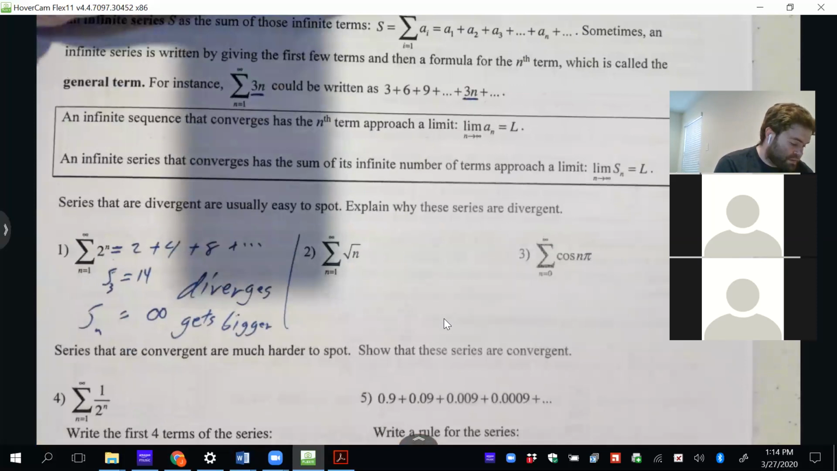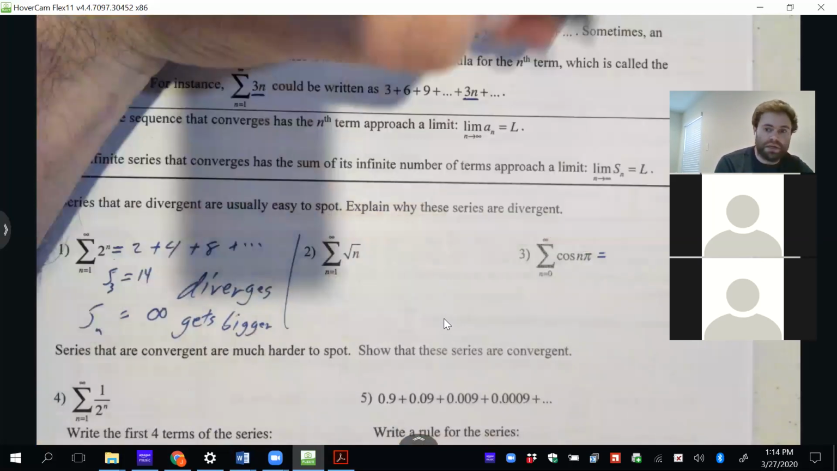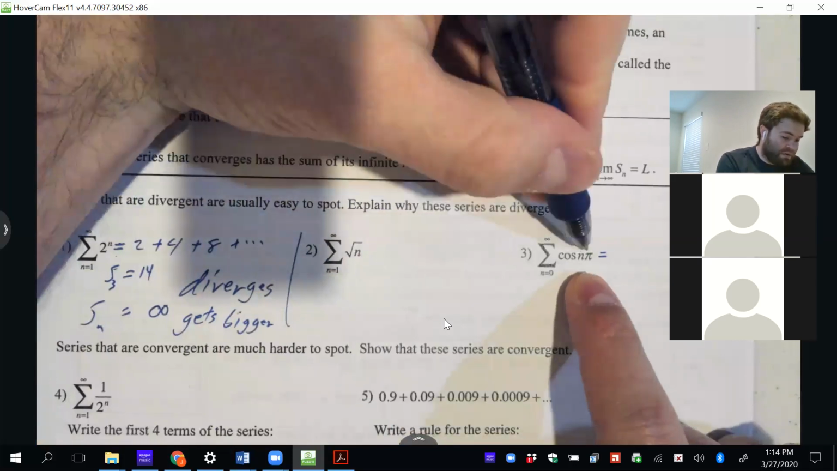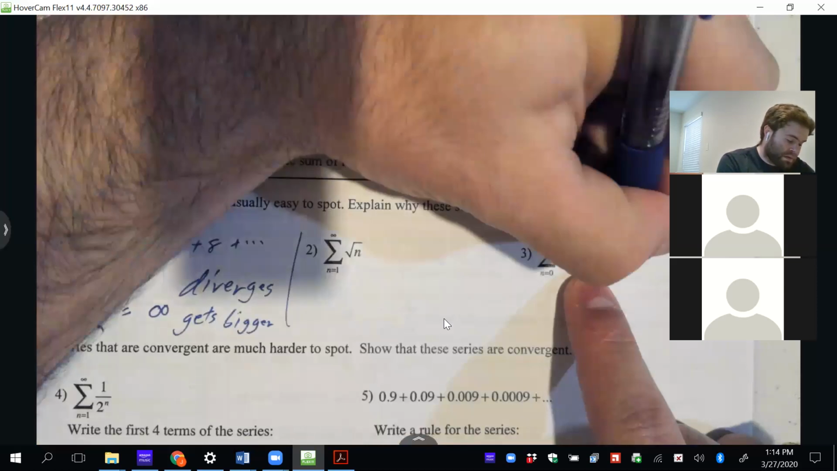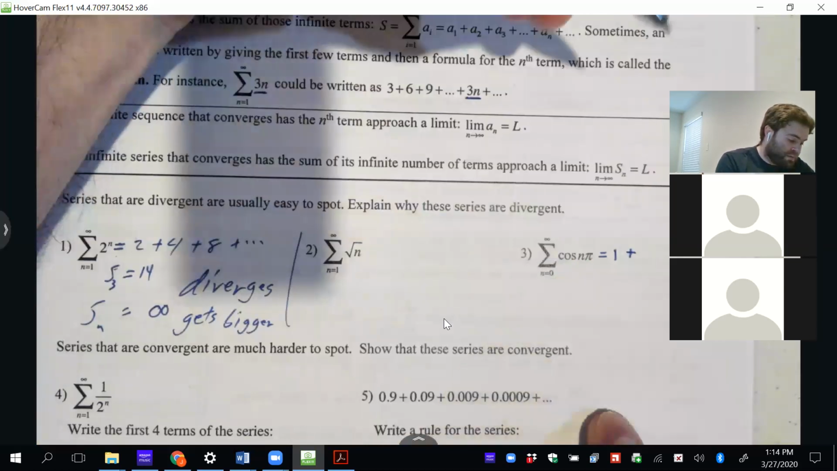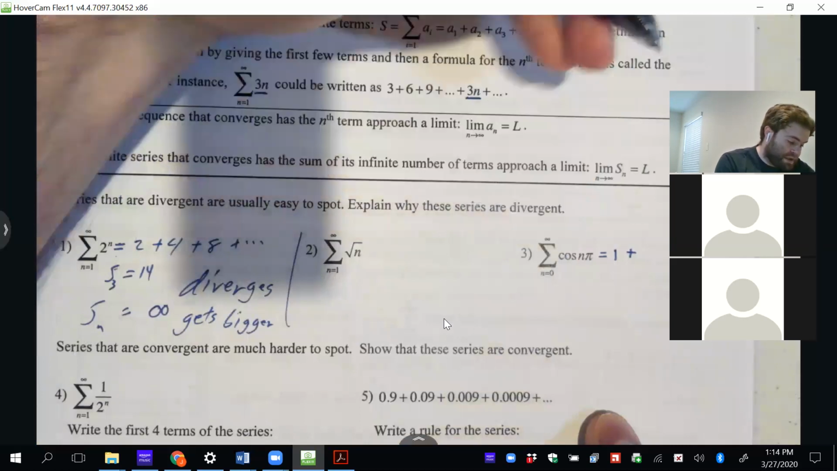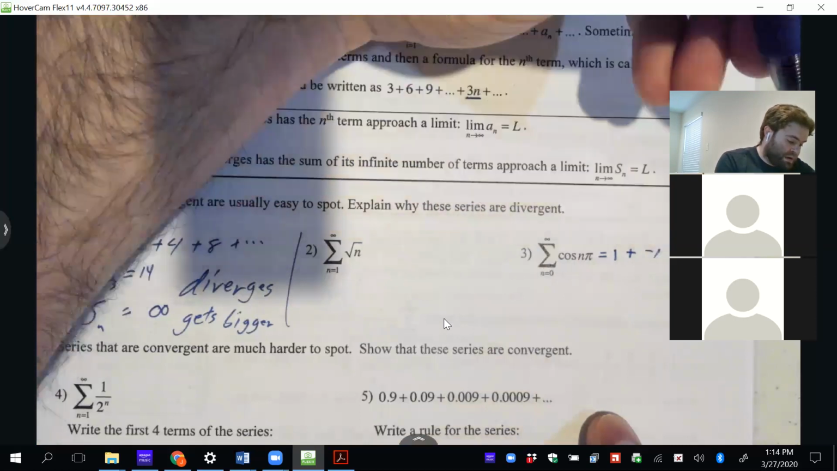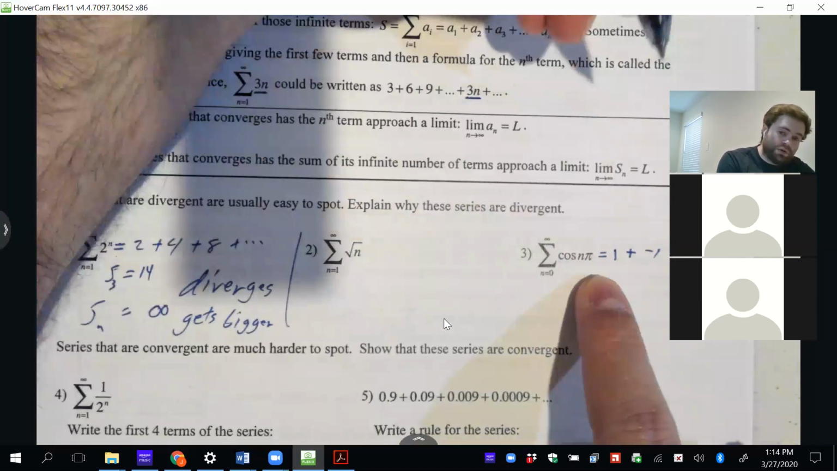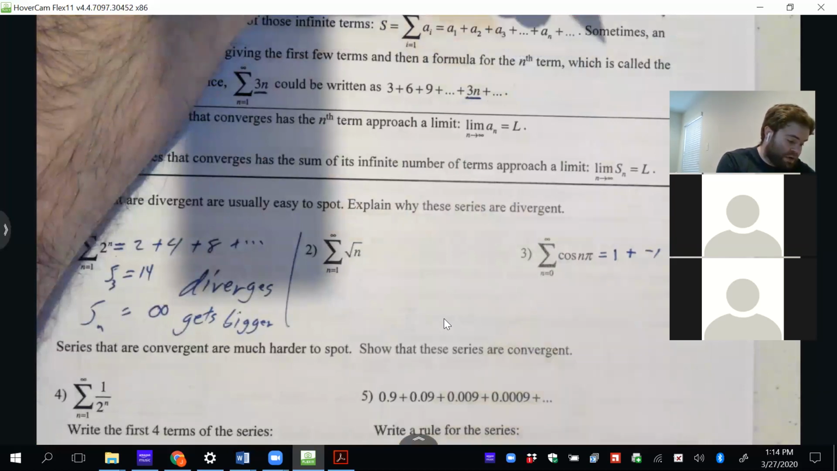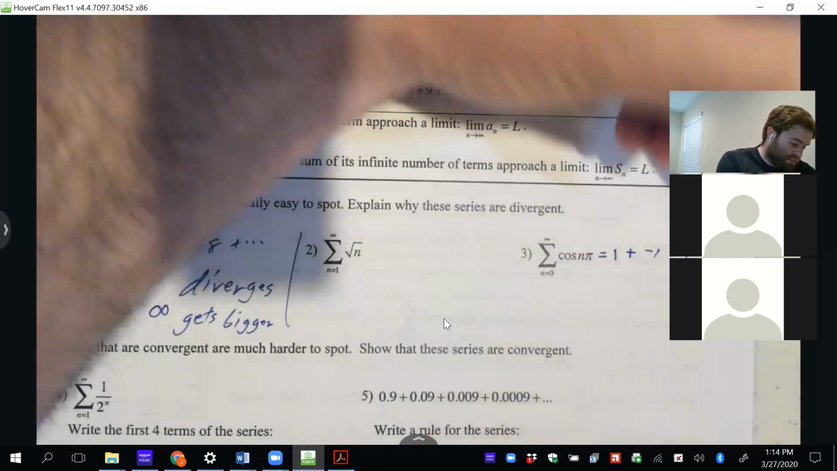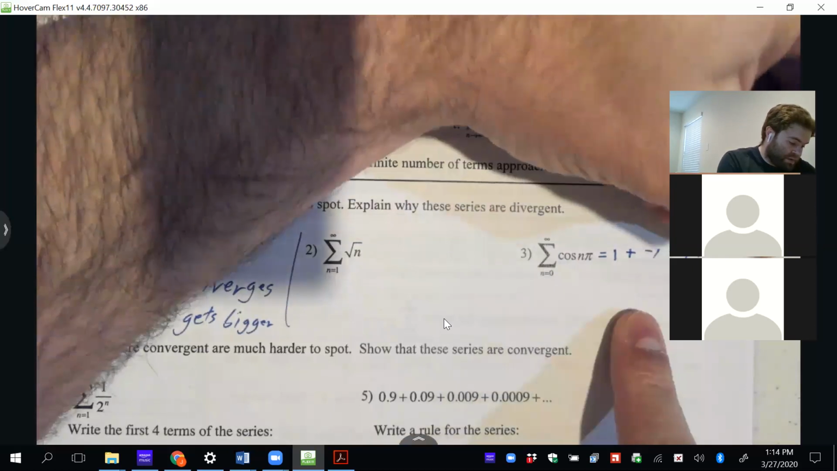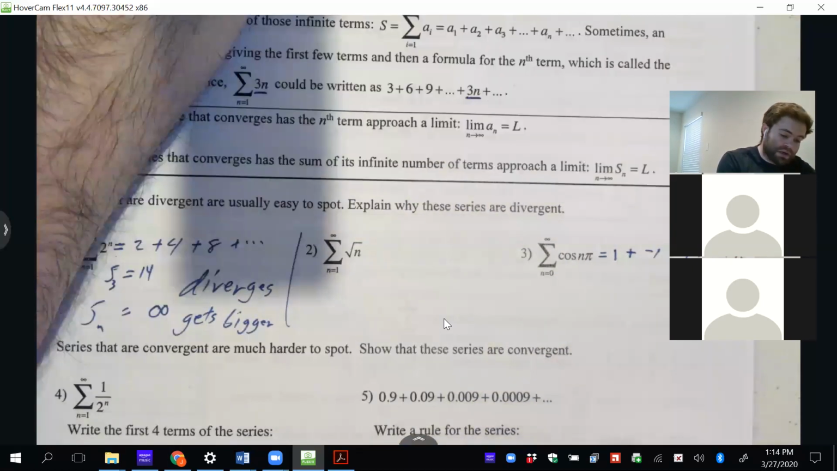So number 3, come up with the first few terms. If we plug in 0 to n, that'd be cosine of 0, which is 1. Then plus, plug in 1, that'd be cosine of pi, which is -1. And then plus, plug in 2, that'd be cosine of 2 pi, which is back to 1. And plus, plug in 3, that'd be cosine of 3 pi, which is another -1. And plus dot dot dot. It would just keep doing that over and over and over again.